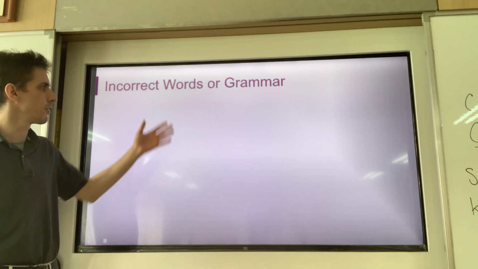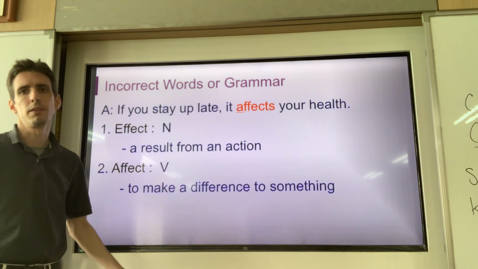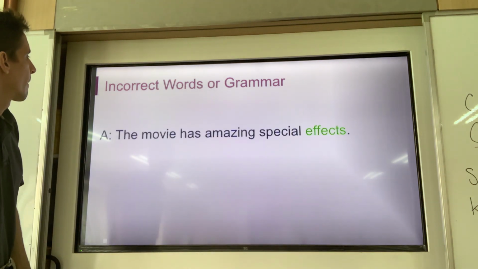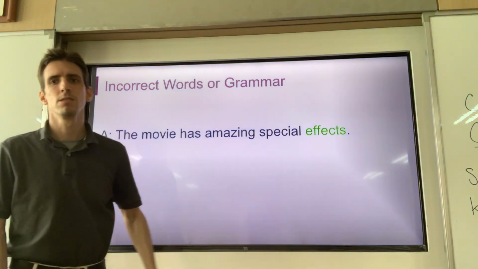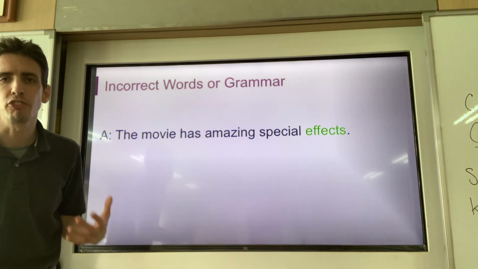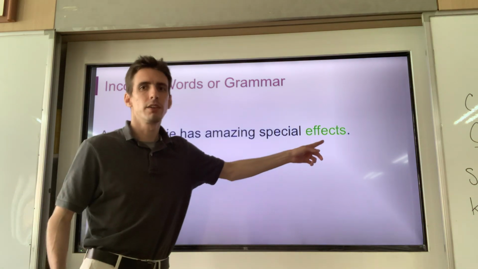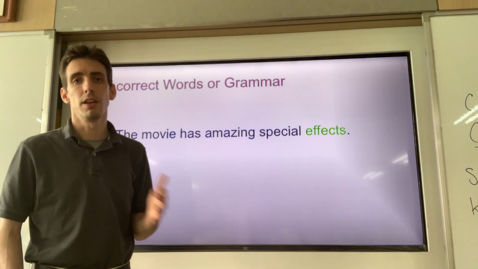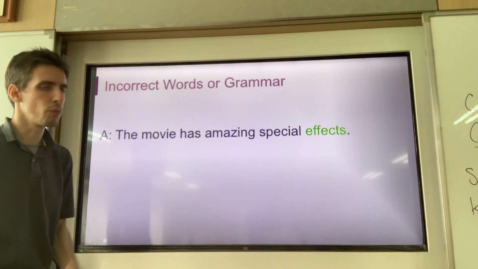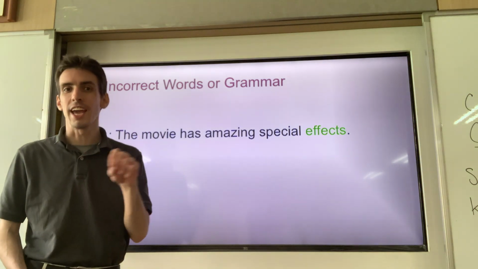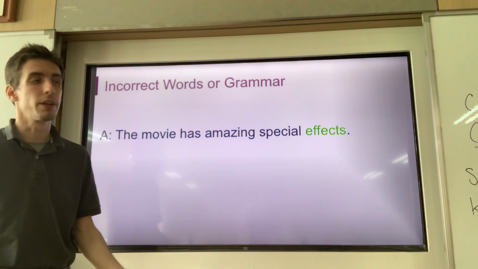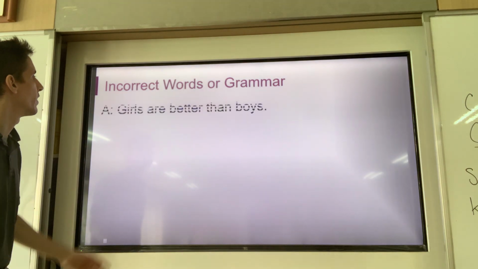Okay, let me give you a look at that one more time. Okay, one more. Oh, here's an example. The movie has amazing special effects. This is correct. Effects is a noun, not a verb. So when you're writing, don't put an A. You will misspell the word. Okay, another one is this.